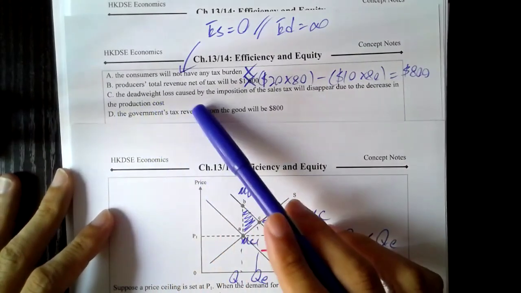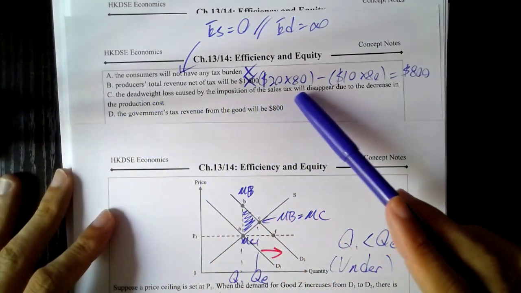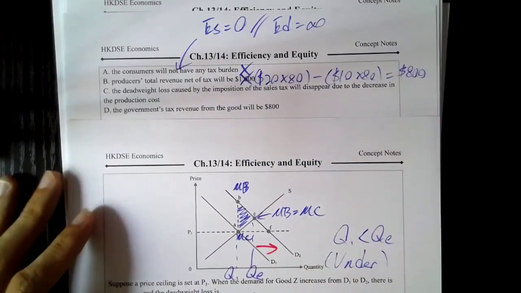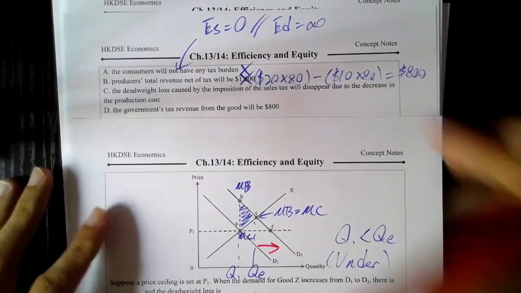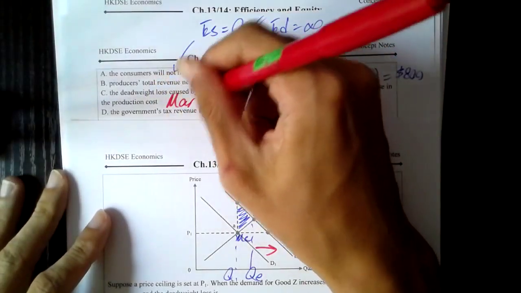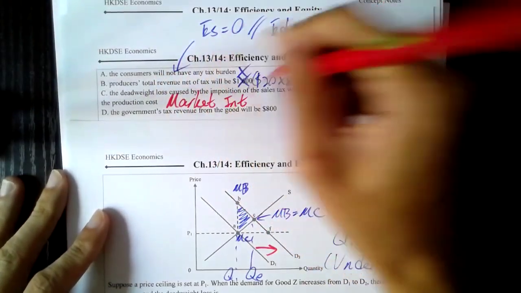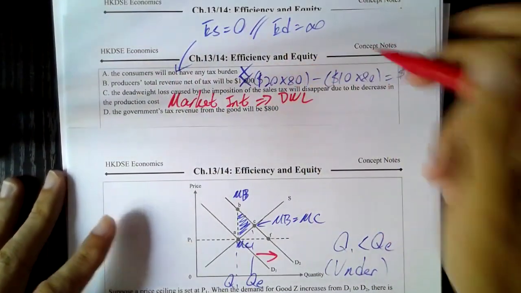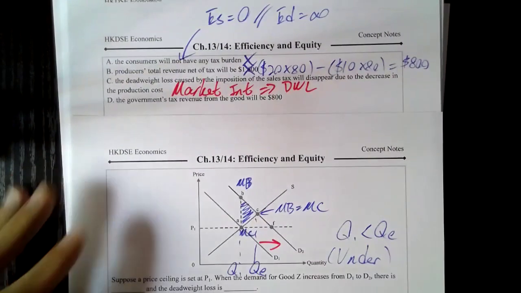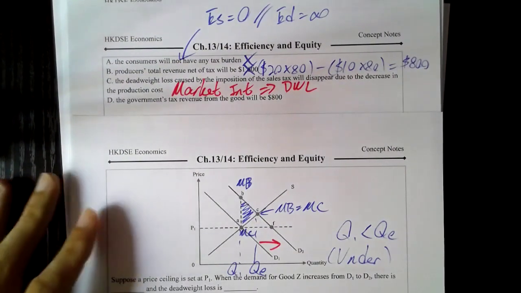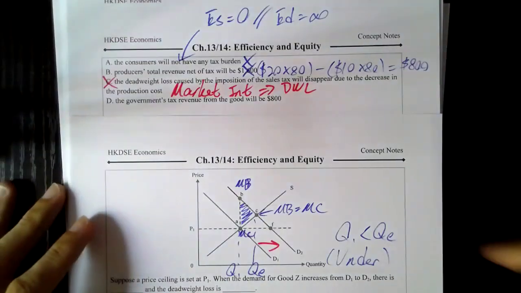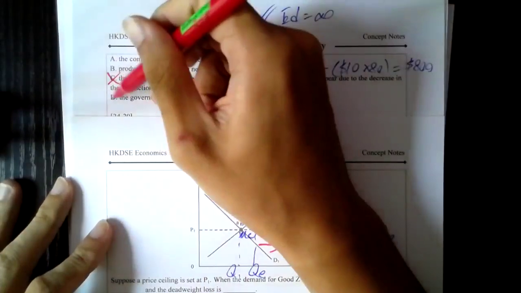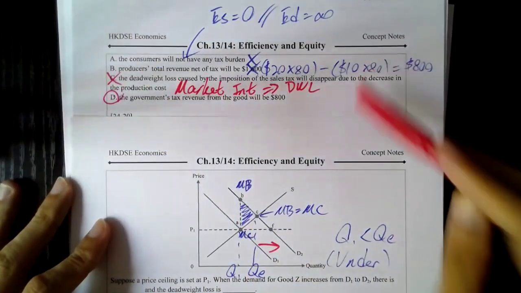C, the deadweight loss caused by the imposition of the sales tax will disappear due to the decrease in production costs. Now, boss, what did I say? Remember, whenever we have market intervention, there would definitely be deadweight loss. That is in the absence of any externality. So this one, logically, it also doesn't work. So the answer would be D, tax revenue would be 800, right? Which we have already mentioned.